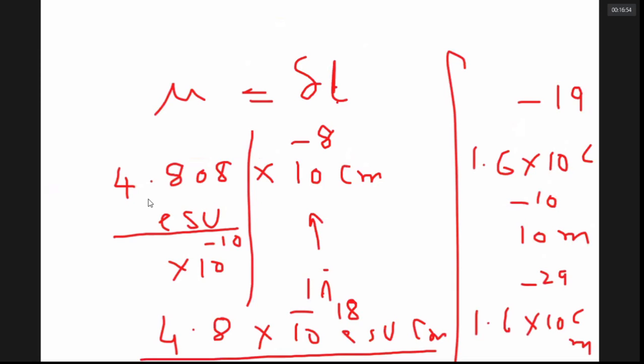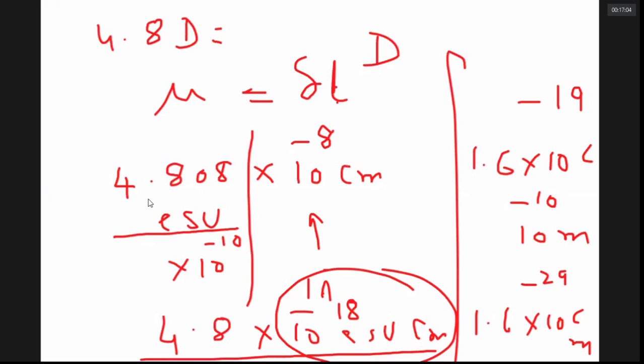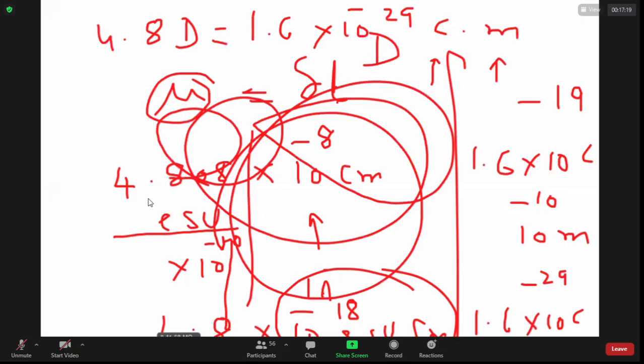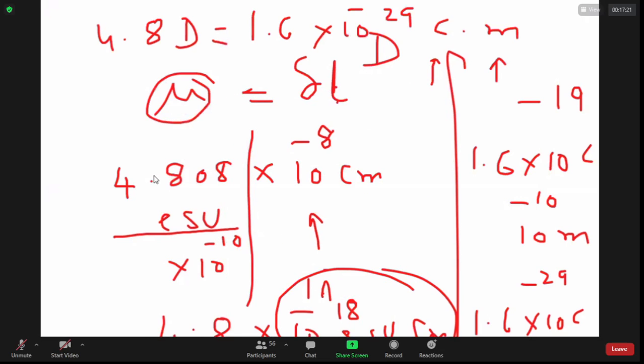In the good old days, 10 to the power minus 18 ESU-cm was called 1 debye. Therefore, 4.8 debye is equal to 1.6 into 10 to the power minus 29 coulomb meters. Coulomb is the charge, meter is the bond length. The product of charge separated into bond length is called dipole moment. Are we very clear, sir?